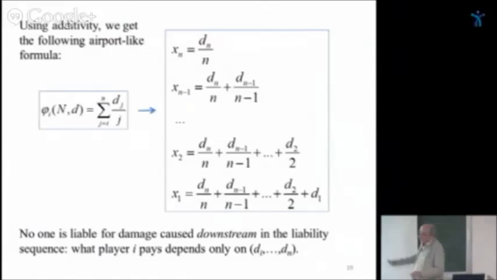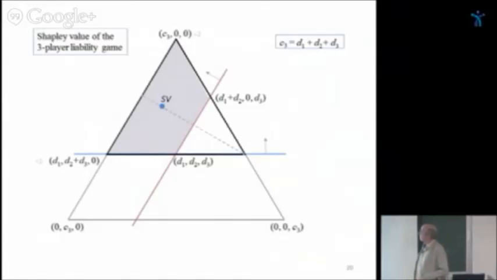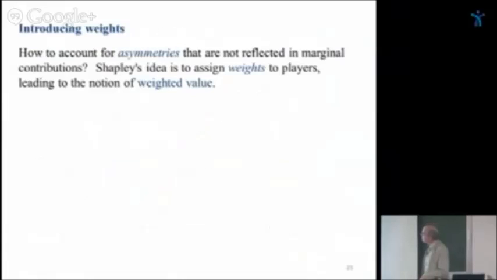Which is the natural way. So you divide the last damage among all players, and then the preceding damage among the n minus 1 players, until you get to d1. So that's a natural division, in case there is no reason to differentiate the players in terms of degree of responsibility. So the location of the Shapley value is somewhere there in the core, because these two vectors count twice in the computation of the Shapley value. So now, how to account for asymmetries?